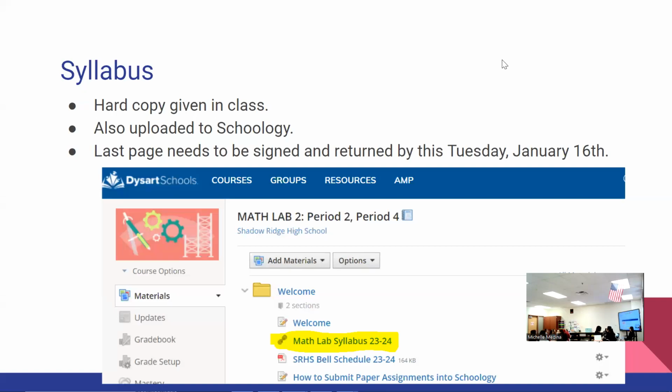If you have assigned syllabus for me, I need that last page only, and it'll go in this metal bin that's on the back table, not on my desk, on the back table right there.